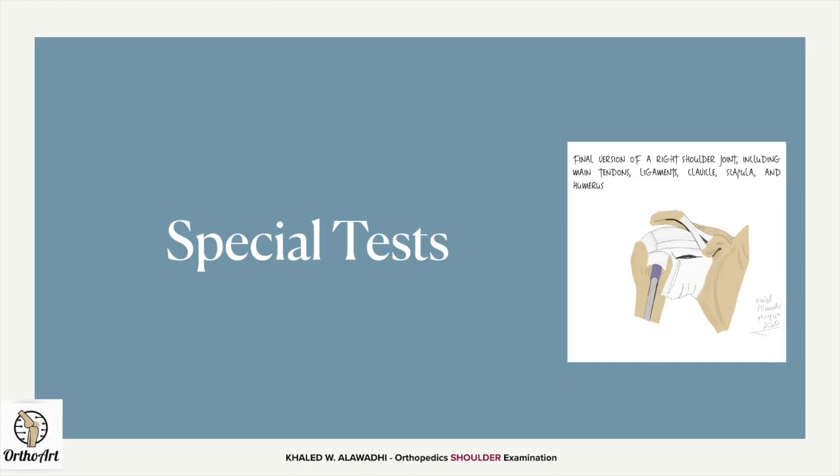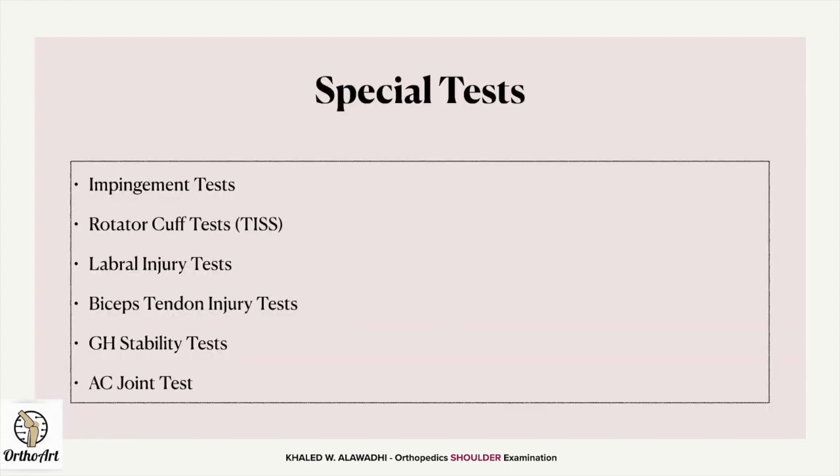Then we end with a special test. In every shoulder examination, we have to examine 6 things: the impingement test, rotator cuff test, labral injury test, the biceps tendon injury test, glenohumeral stability test, and acromioclavicular joint test.